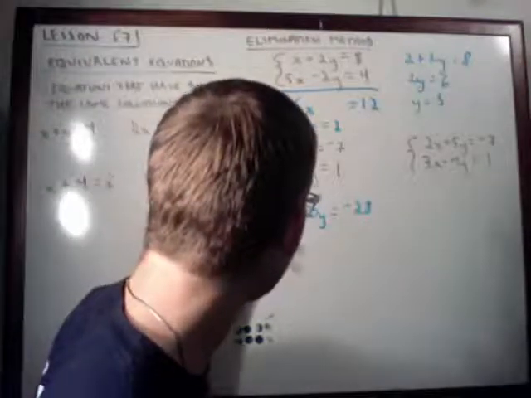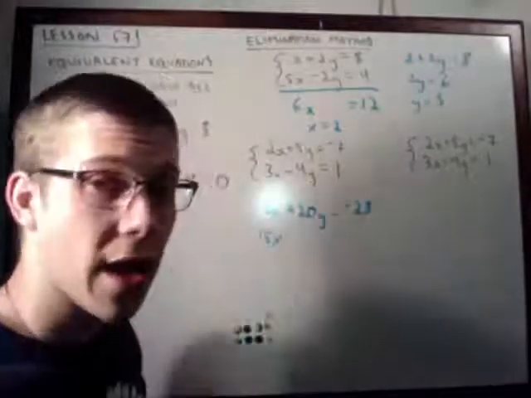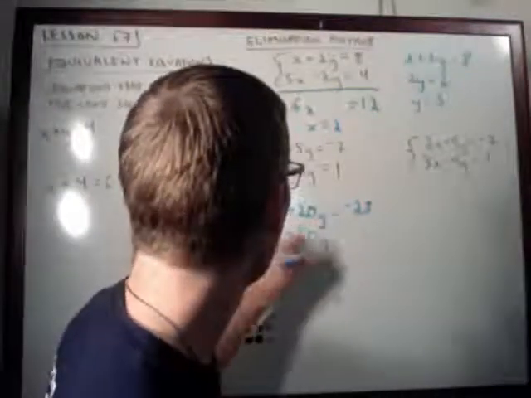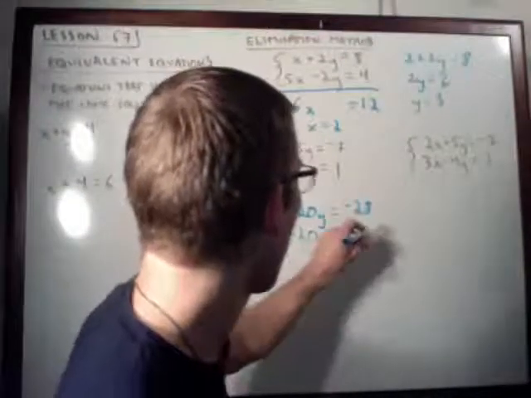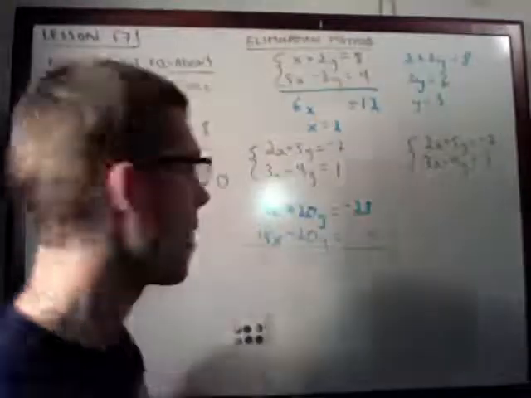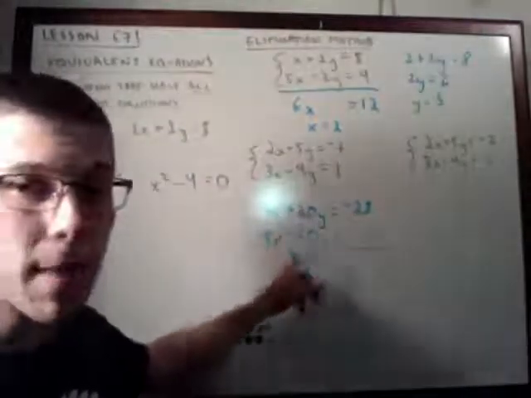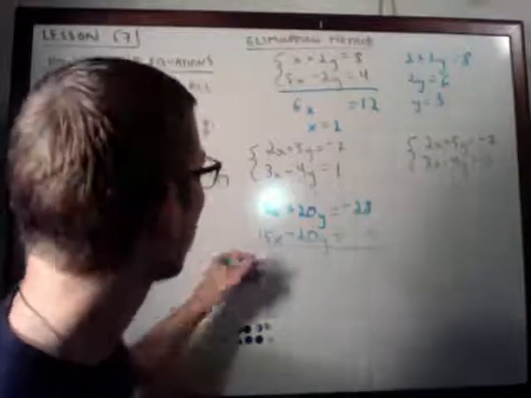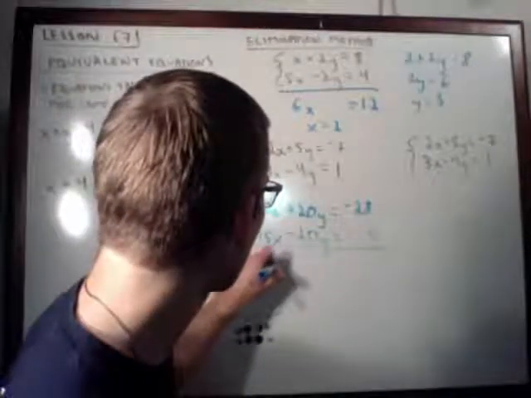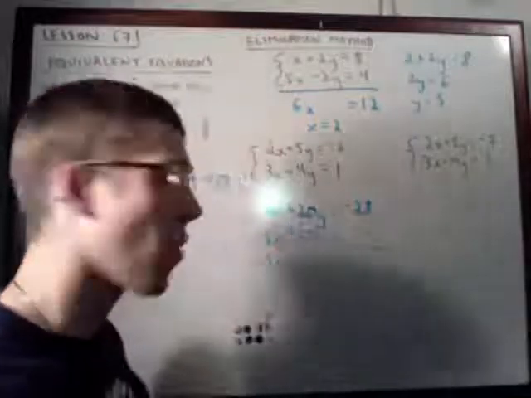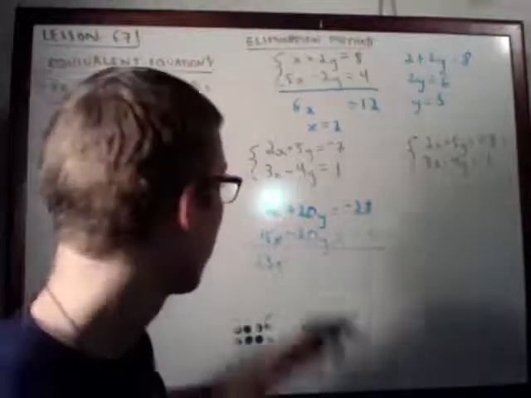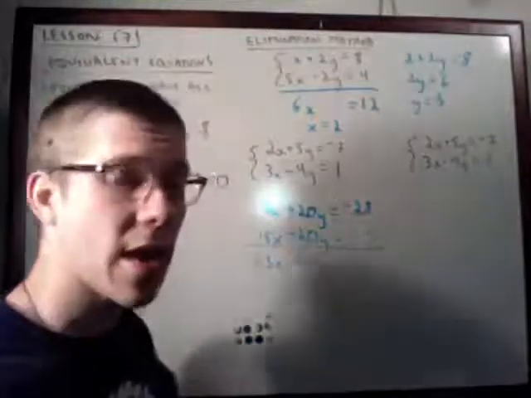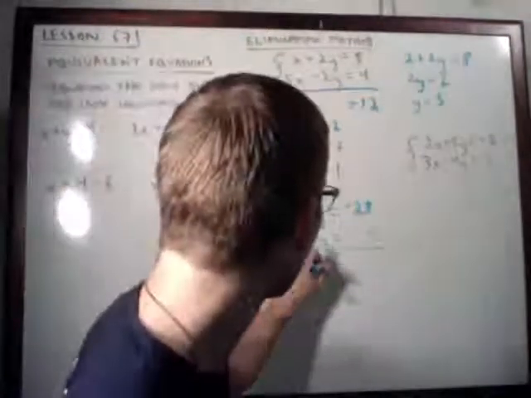3x by 5 will give us 15x. Minus 4y times 5 will give us minus 20y. And then 1 times 5 will give us 5. At this point, now we've got plus 20y and minus 20y. We can add them together. 8 plus 15 is 23x. Plus 20y minus 20y is 0y. So plus 0, it's just the same thing. Equals negative 28 plus 5, or negative 23.